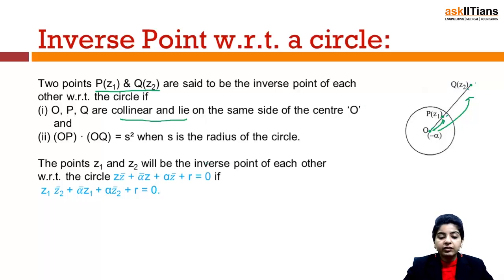And the points Z1 and Z2 will be the inverse points of each other with respect to the circle Z Z bar plus alpha bar Z plus alpha Z bar plus R equal to 0 if Z1 Z2 bar plus alpha bar Z1 plus alpha Z2 bar plus R is equal to 0. So just understand these two inverse point definitions, and just learn up this condition also, right?